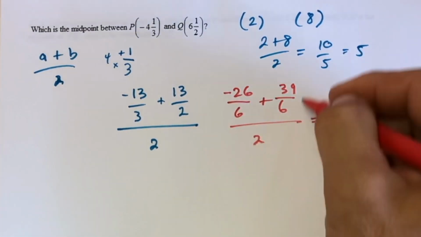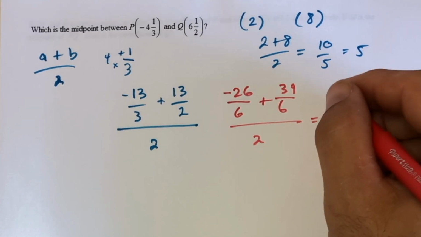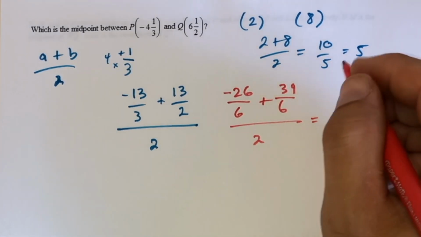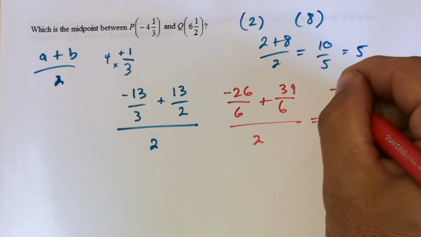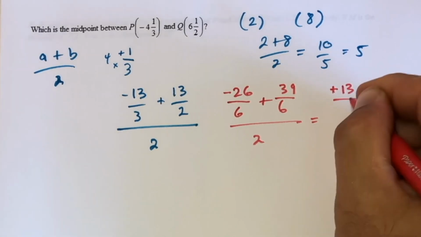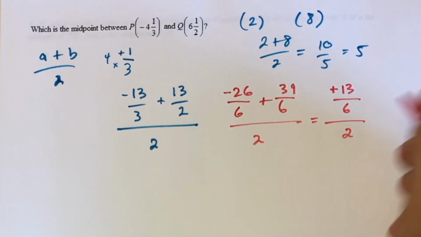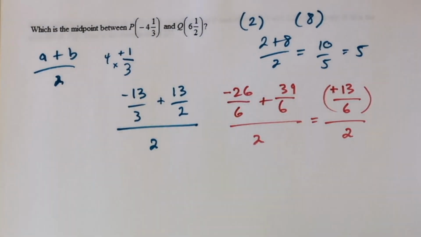I would focus on working with the numerator first. That's kind of like a standard rule when working with fractions. And that brings me to a value of positive 13 over 6 divided by 2. Now, mind you, this is this fraction divided by 2. I can write it like that.